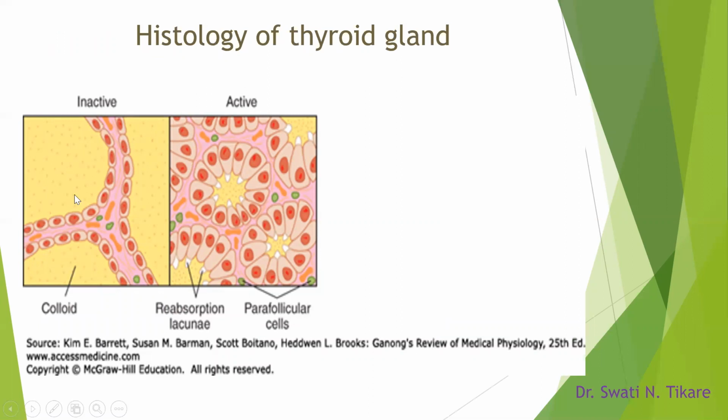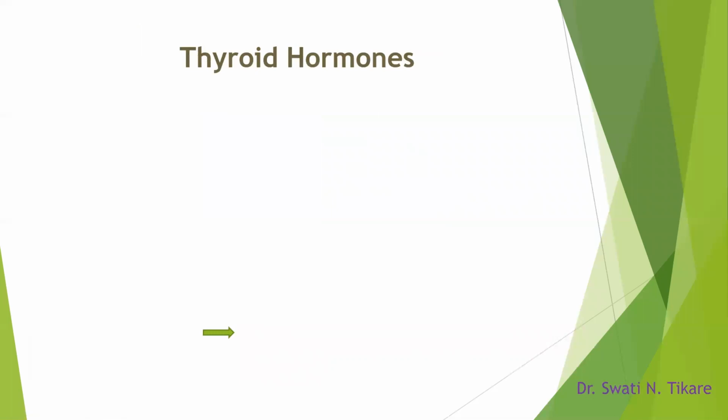So when the thyroid gland is inactive, it is not actively producing the hormones. This is how it looks. The cells are flattened and a lot of colloid is there. Whereas when they become active, they are actively producing, secreting, synthesizing, and releasing the thyroid hormones. This is how they look. The follicular cells are so much enlarged, and this is how it looks when it is active. Okay. So now let's move on to the physiology of it, how it is synthesized, and all that.